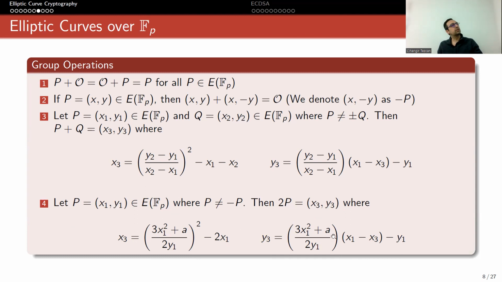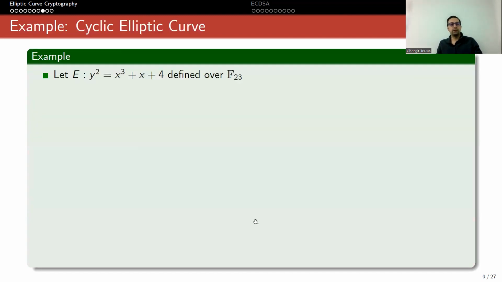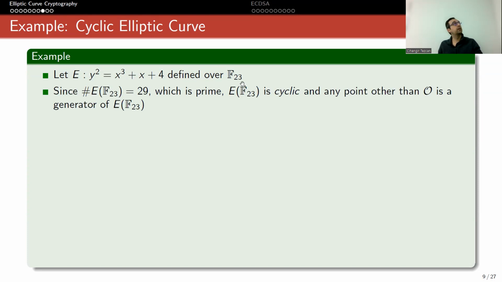So this is the code you need to write when you want to perform these group operations. Let's again look at the example. I choose the same elliptic curve I mentioned before, over the same field, F23. The good thing is that since the number of points on this elliptic curve over F23 is 29, and this is a prime number, this is a cyclic group. Any point other than the identity element is a generator of this group.